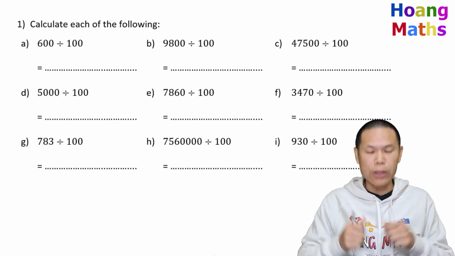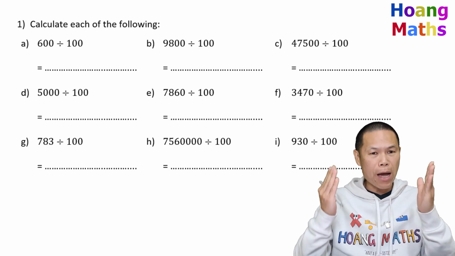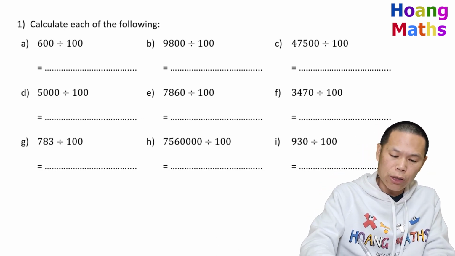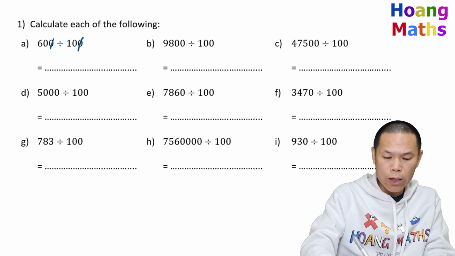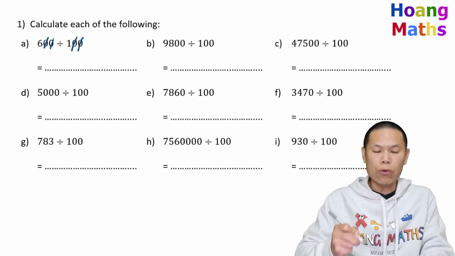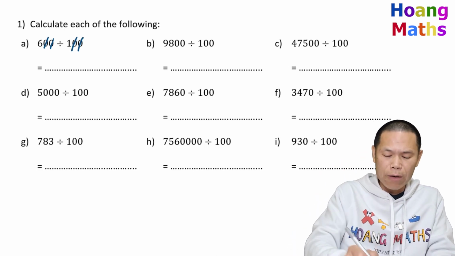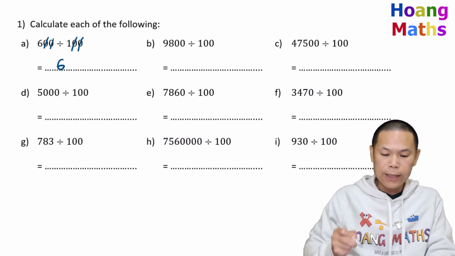So let's get into it. So we have 600 divided by 100. So we can just cancel this 0 with this 0 and this 0 with this 0. So this becomes 6 divided by 1. So the answer is 6.